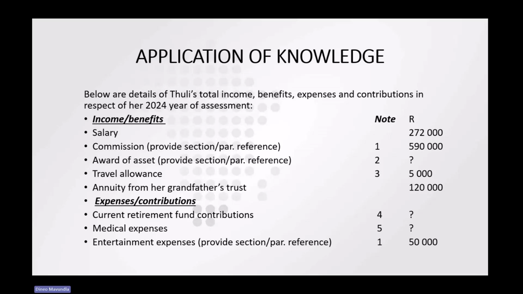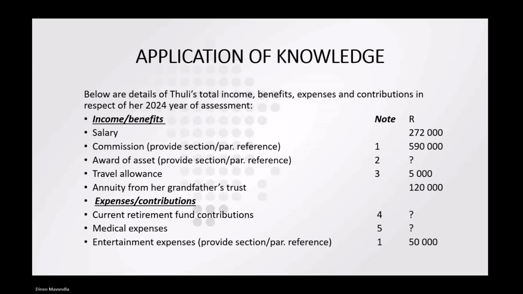Take the full year's amount. In this case, they've given you the annual equivalent, so you don't have to first go calculate the annual equivalent. You've already gotten it. Work with that annual equivalent amount. Okay. Cool beans. So then they tell us that we have an award of an asset. Here they also want us to provide a section as well as the paragraph reference.